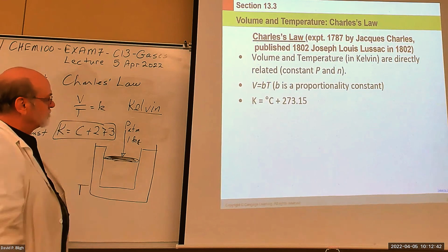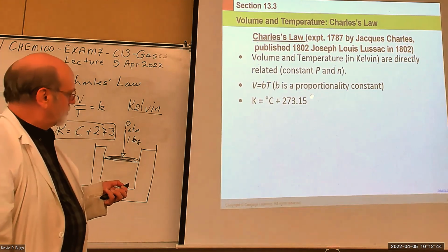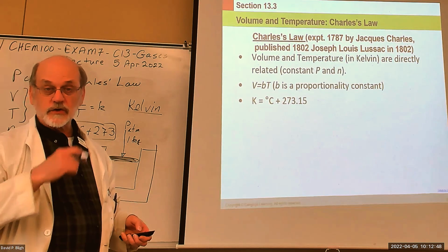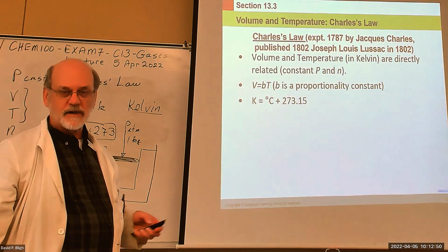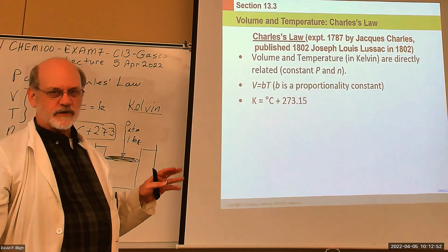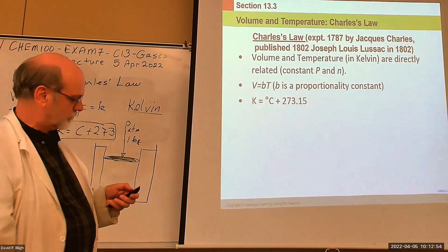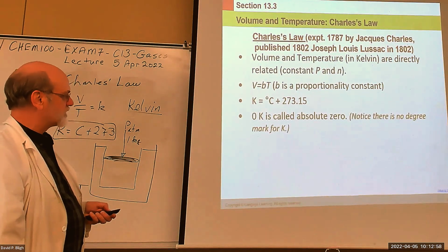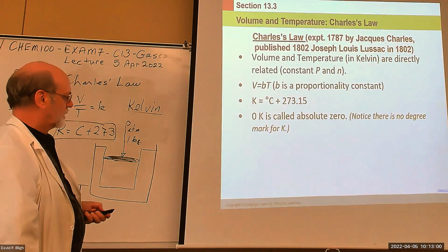Let's see. We got 2 extra decimals out here. You don't have to use those when you're doing calculations. 3 is good enough. 273 is fine. That's the absolute zero.